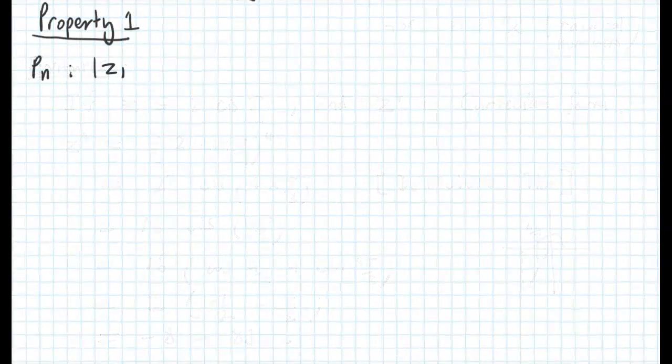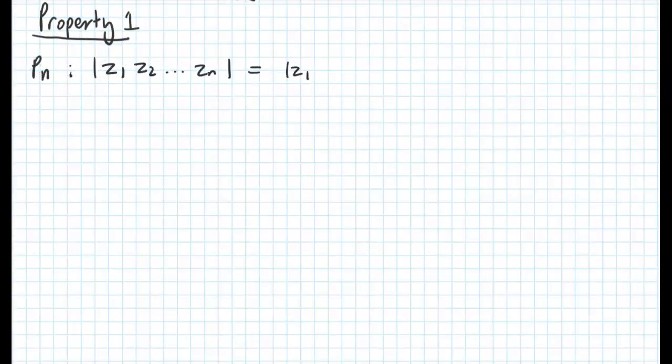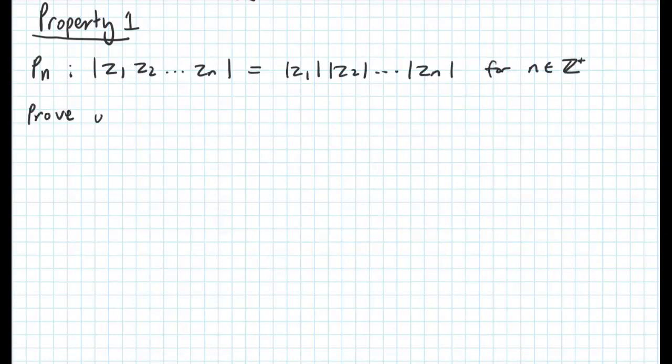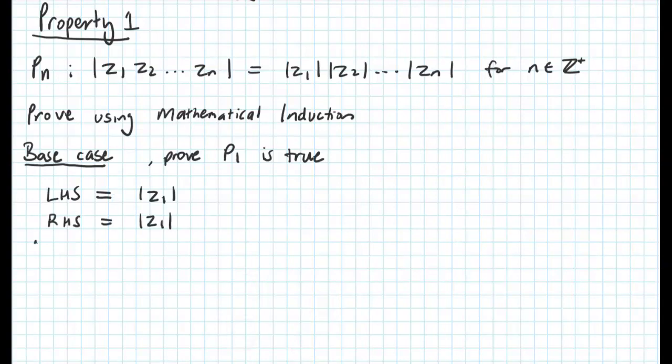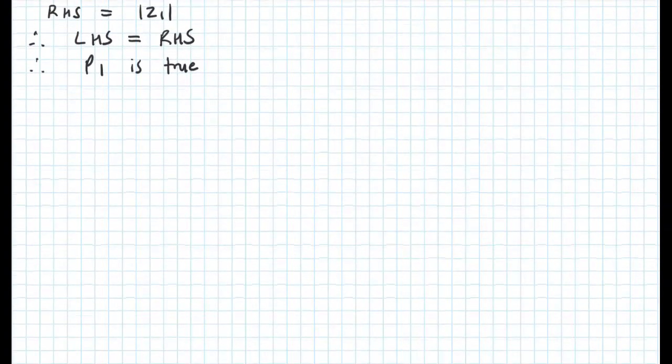To prove De Moivre's theorem, we begin by establishing two properties. The first of these properties concerns the modulus of complex numbers. So we're going to prove this property using mathematical induction. As per usual, we need to establish the base case. So we want to prove that P1 is true. This one's very straightforward. The left-hand side and right-hand side are both equal to the modulus of z1. So it's easily proven that P1 is true.